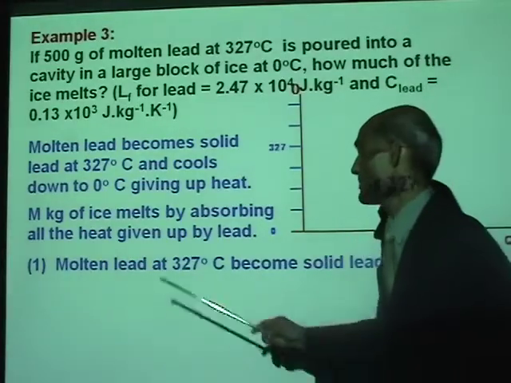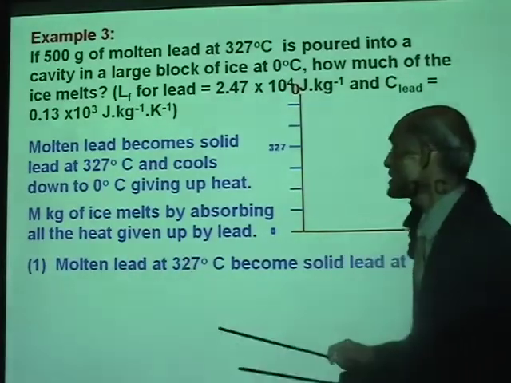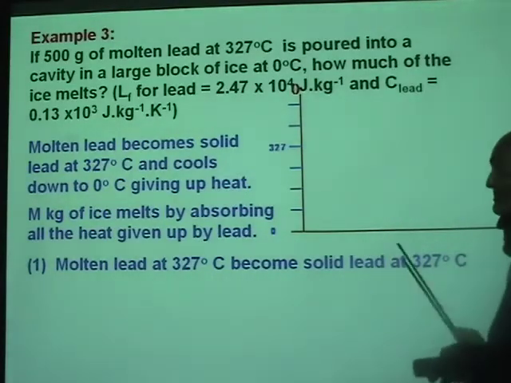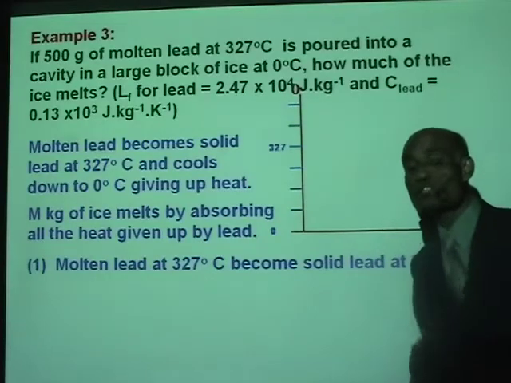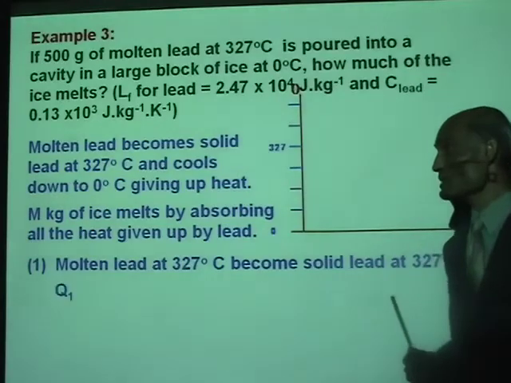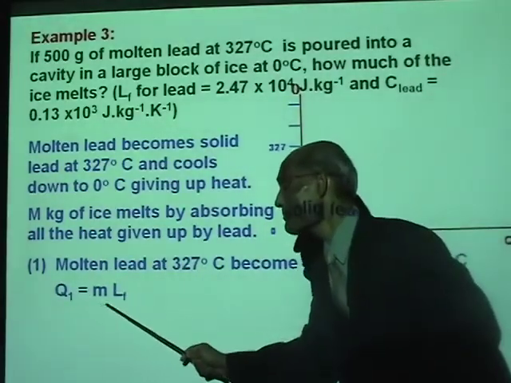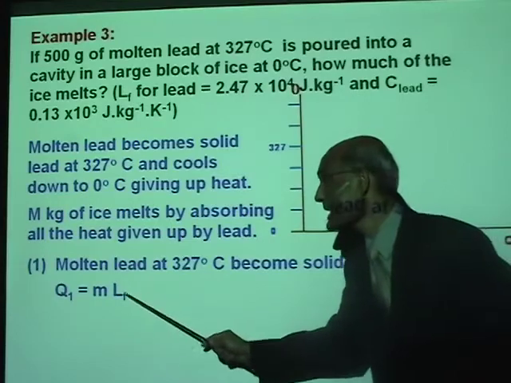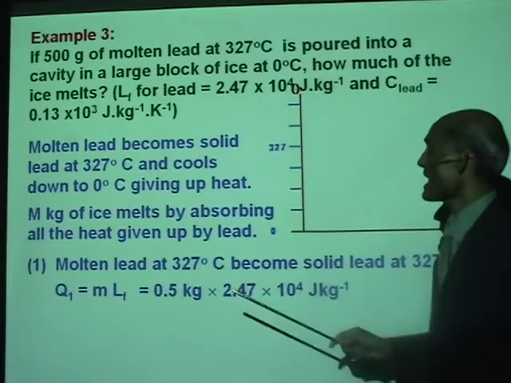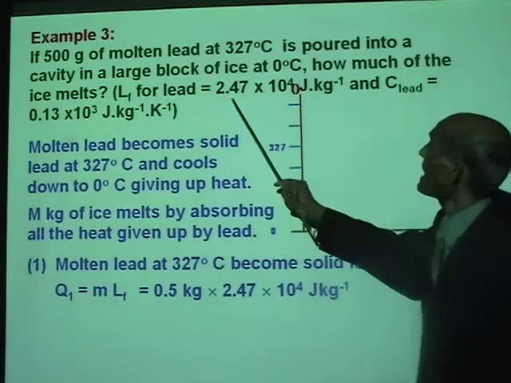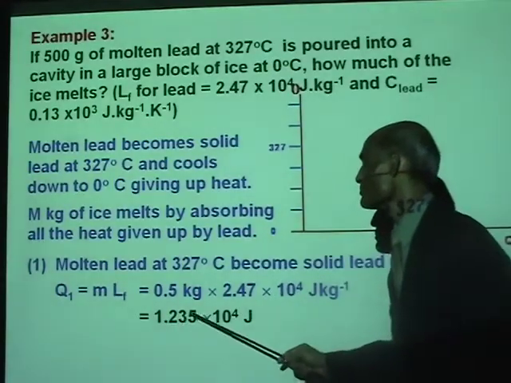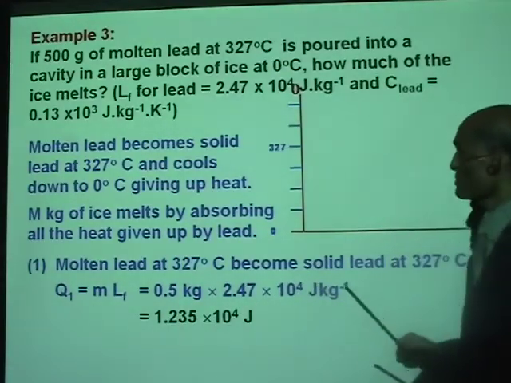What is the first step? Molten lead at 327 degrees Celsius becomes solid lead at the same temperature. What is the quantity of heat given out? Can you write down that equation now? Q1 equals mass of lead times latent heat of fusion. The latent heat of fusion for lead is given. So that will be 0.5 kilogram times the latent heat of fusion. How much is that? That is 1.235 times 10 to the 4 joules.